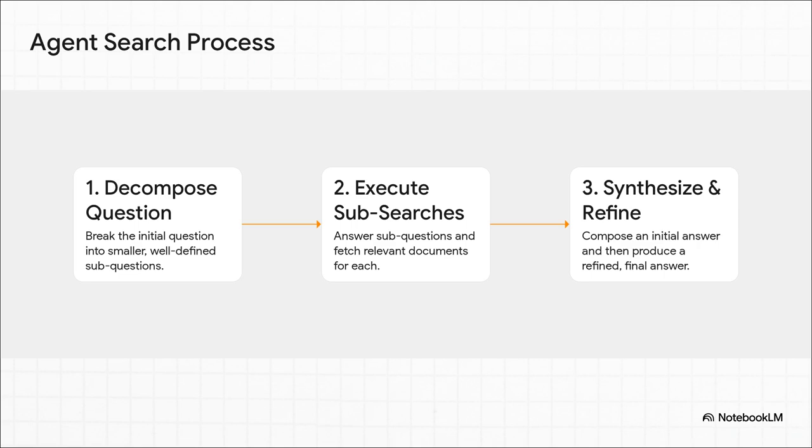Instead of trying to swallow that giant question whole, an agent does three things. First, it breaks it down. It decomposes it into smaller, bite-sized sub-questions. Then it goes out and finds the answers to each of those little pieces. And finally, this is the magic part, it puts all those answers together, synthesizing them into one single coherent response.